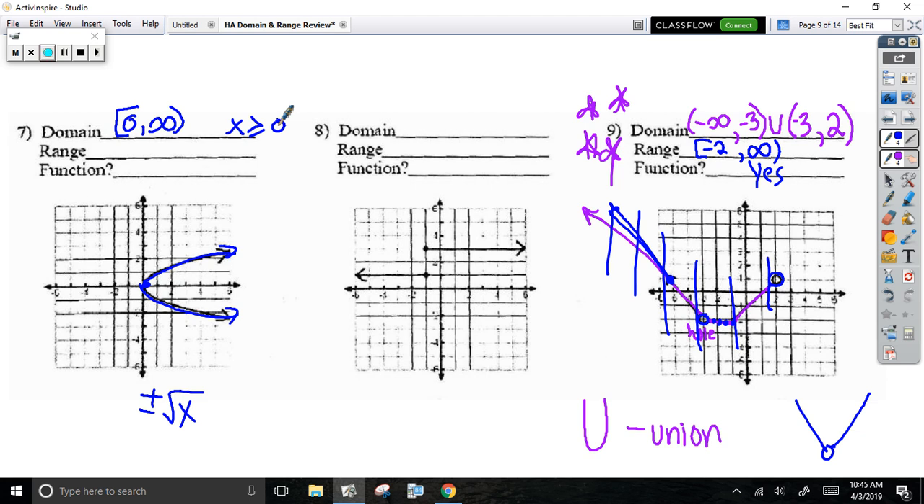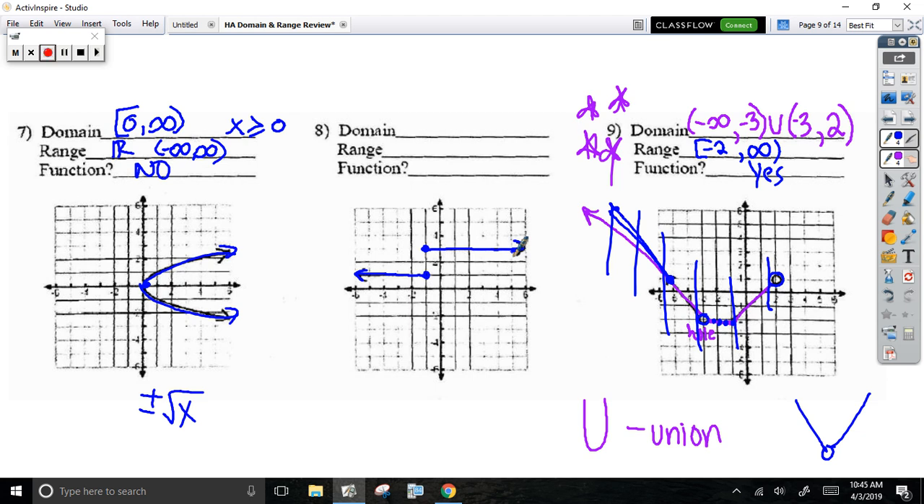Tracy? All real numbers. Down forever, up forever. Or negative infinity. Is this one a function? No. Because of the plus or minus, it is not. And then 8 is real confusing. It looks like it has 2 rays. And in case this doesn't show up on your paper very well, maybe trace it. This is what it looks like.